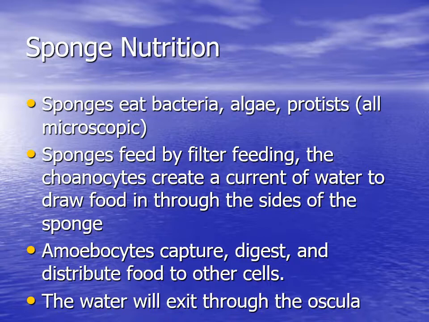Sponges eat by filter feeding. They use those collar cells with the flagella to create a current in the water that's inside the spongocoel, and that draws the food to the side of the sponge where the amoebocytes can capture the food, digest it, and then distribute the nutrients from the food to all the other cells. The water then exits through the oscula.